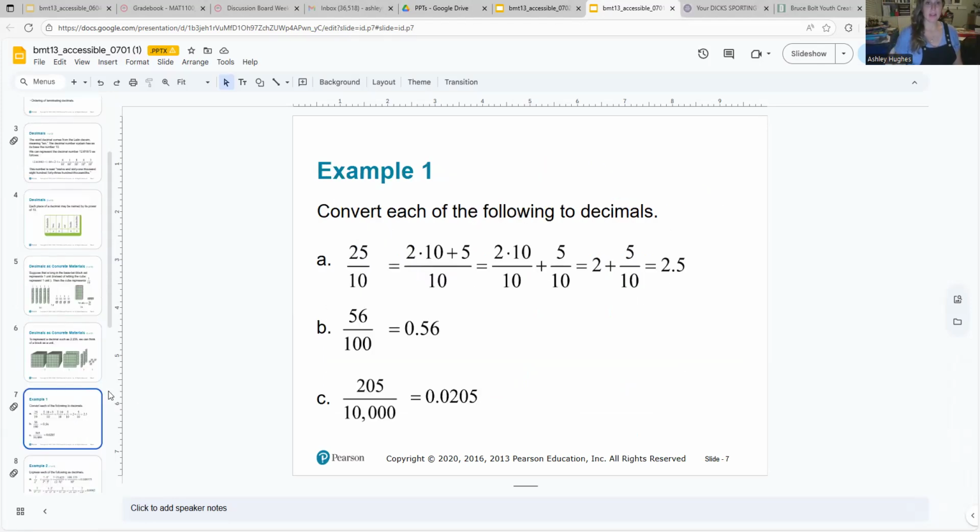This is an interesting way of converting. So what they're doing here is they're saying, how can I break this up into powers of ten? So 25 is the same as 2 times 10 plus 5. And then I can break that apart and put the 2 times 10 over 10 plus the 5 over 10. So I get 2 plus 5 over 10, and 5 over 10 is 1/2, which is also known as 0.5.